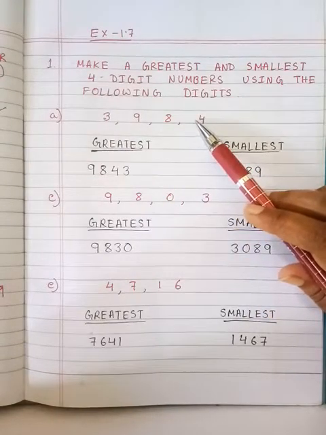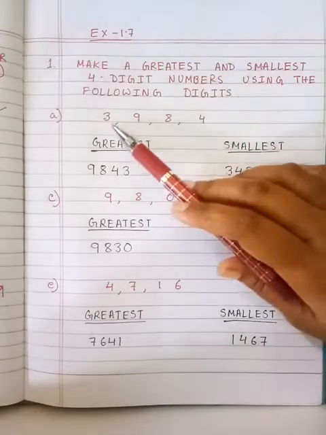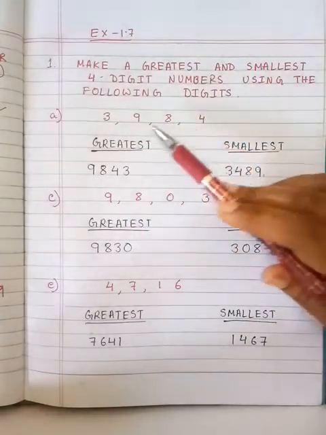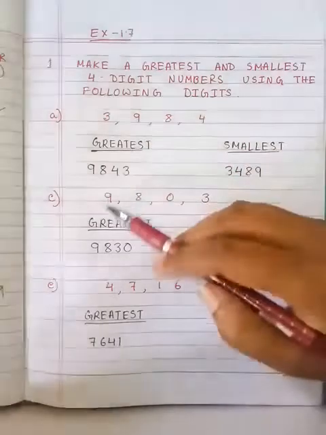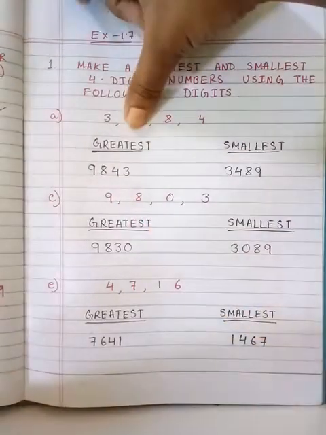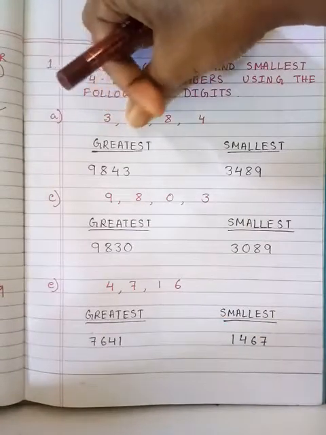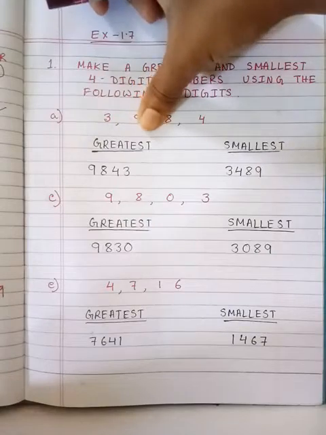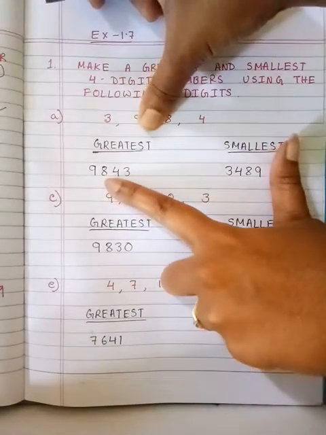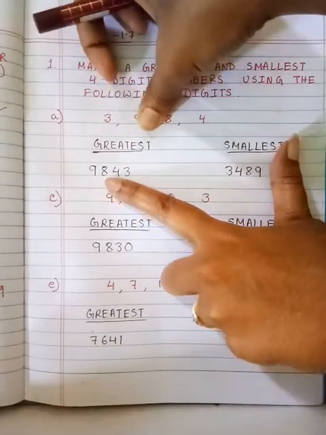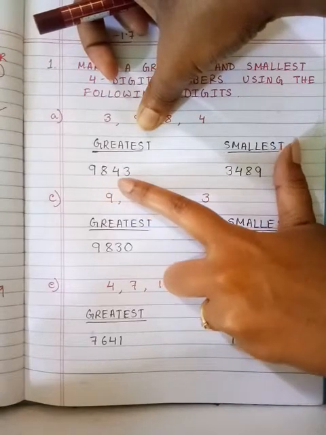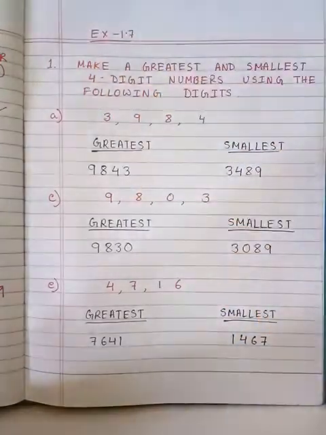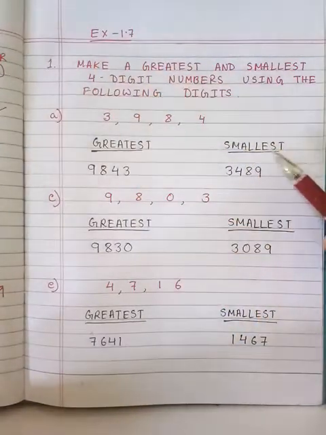That means greatest to smallest. First tell me, among these numbers 3, 9, 8, 4, which one is greatest? 9 is greatest. So first write down 9. Then among 3, 8, 4, which one is greatest? 8 is the greatest number. Write down 8. Next, between 3 and 4, which is greatest? 4. Write down 4. Then write down 3. After that is the smallest number.